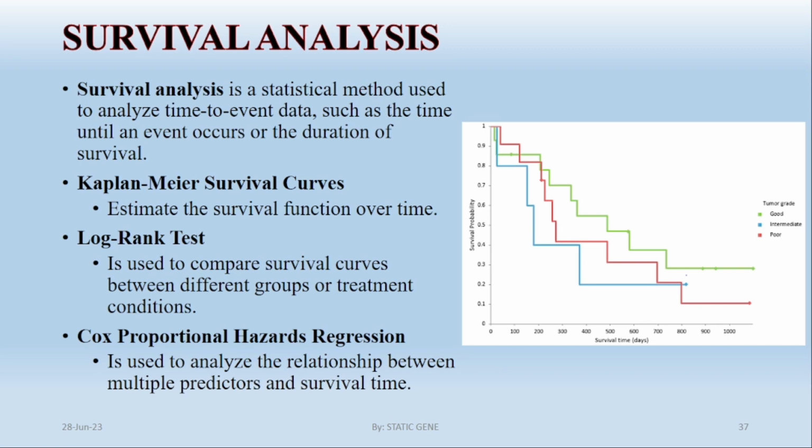Or it can be the log rank test. This one is used to compare the survival curves between different groups or treatment conditions. And then you have the Cox proportional hazard regression. This is used to analyze the relationship between multiple predictors and the survival time. So this is mostly for people who do survival analysis.